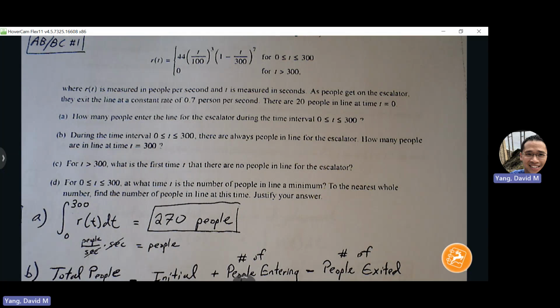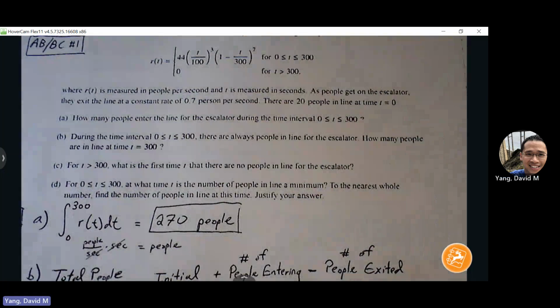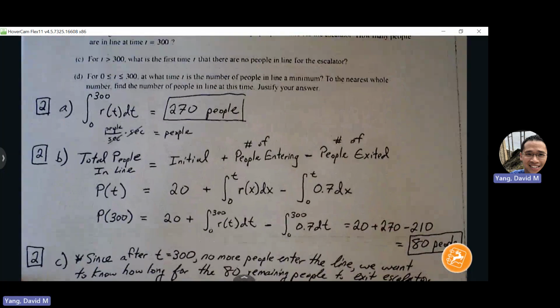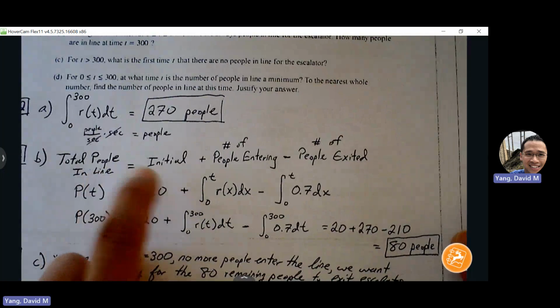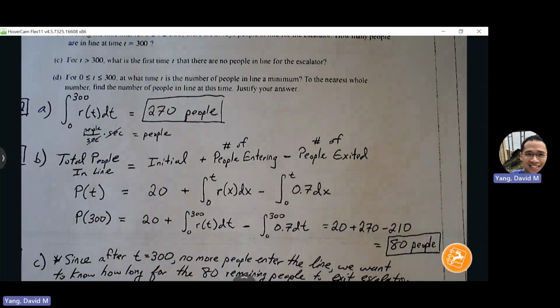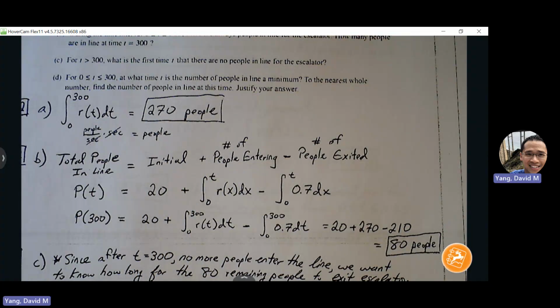Okay, part B. During the time interval from 0 to 300, there are always people in line for the escalator. How many people are in line at time t equals 300? So we know this is a rate in, rate out problem. So there's always this formula that we can apply, right? The total people in line is the initial plus the number of people entering minus the number of people who've exited. So we have the rate at which people are entering. We got the rate at which people are exiting.